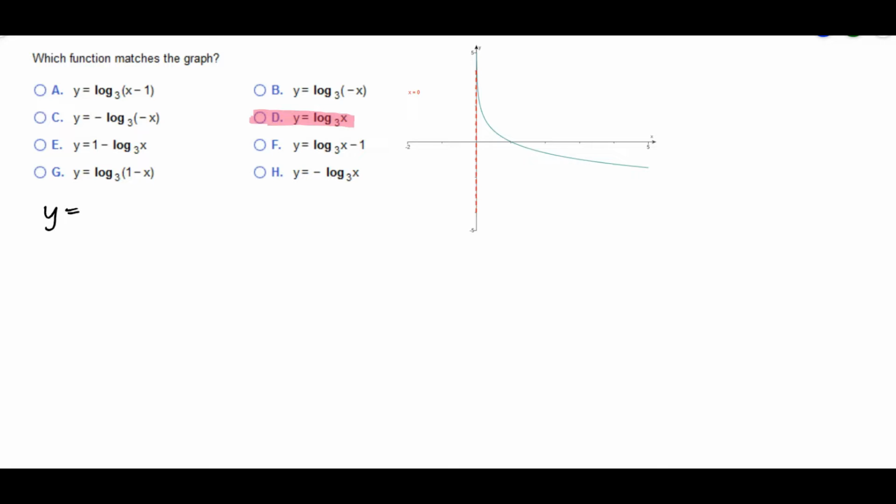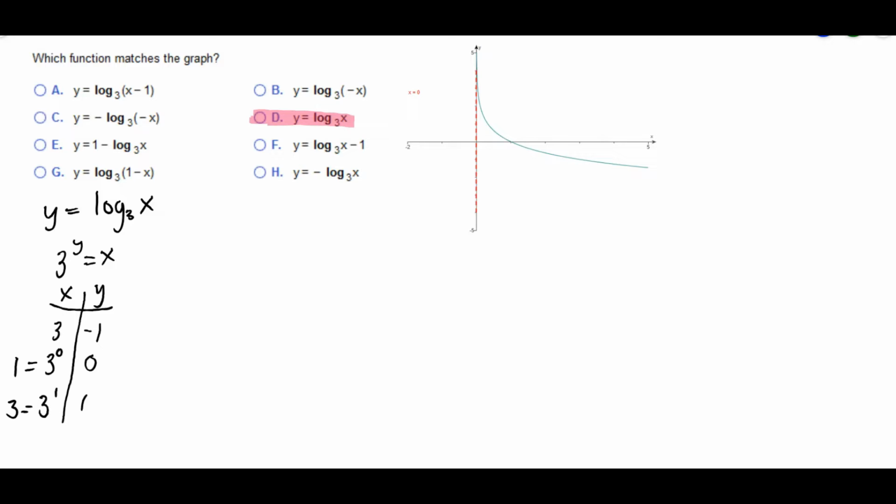So to graph y equals log base 3 of x, I'm going to first rewrite this as an exponential. As an exponential, it would be 3 to the y equals x. Now the reason I do that is because it's much easier to find ordered pairs when it's in exponential form. I'm just going to substitute -1, 0, and 1 in for y, and we're going to get that 3 to the first is 3, 3 to the 0 is 1, 3 to the -1 is 1/3.